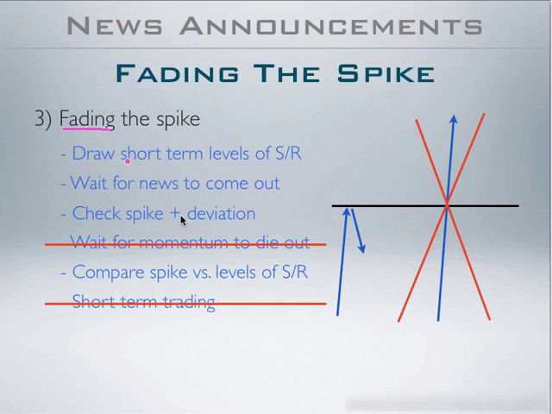Well, now let's take that aggressive step, and instead of just reading the spike, we are going to be fading the spike. As you can see, I've crossed out a few different elements on the equation, and I'm going to walk you through the changes we are going to implement. If you want to fade the spike, we still need to draw the short-term levels of support and resistance from an intra-week perspective. Then we obviously need to wait for the news to come out. And again, we need to confirm that the deviation and the spike are both in agreement, and that obviously we get some type of spike, some type of market reaction to the news.